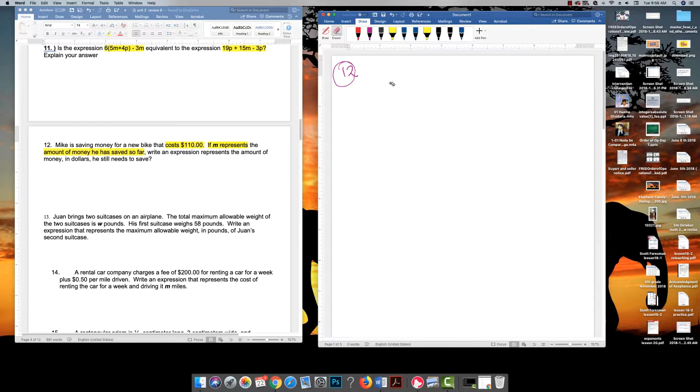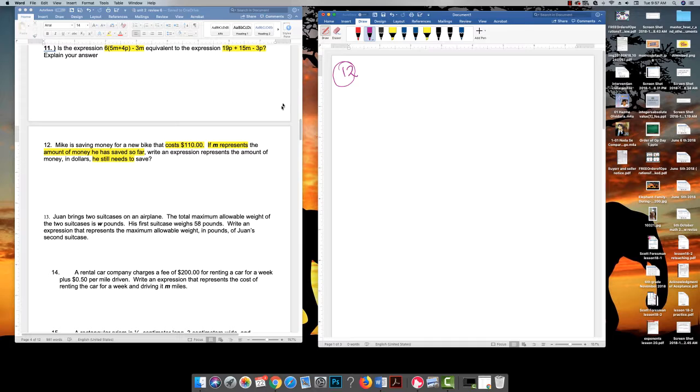Okay, we're doing number 12. Mike is saving money for a new bike that costs $110. If M represents the amount of money he has saved so far, write an expression that represents the amount of money in dollars he still needs to save. So this is the kind of expression that you're going to have to do for unit 2. So Mike's saving money.